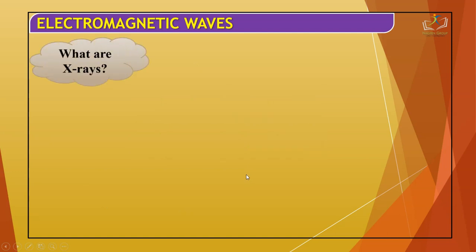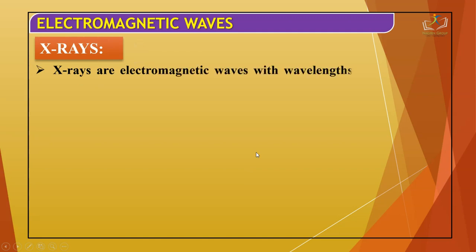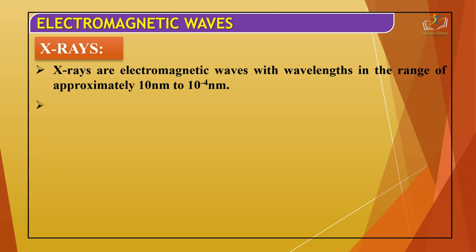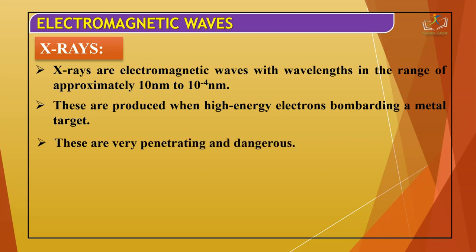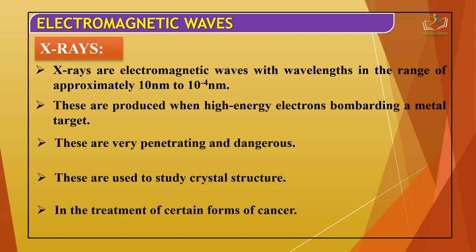X-rays and gamma rays. Now, moving ahead, what are X-rays? X-rays are electromagnetic waves with wavelength in the range of approximately 10 nanometer to 10^-4 nanometer. These are produced when high energy electrons bombard a metal target. These are very penetrating and dangerous. These are used to study crystal structure and in the treatment of certain forms of cancer also.